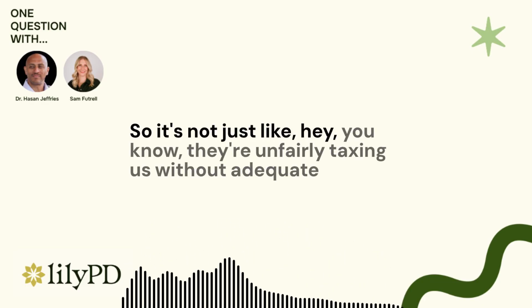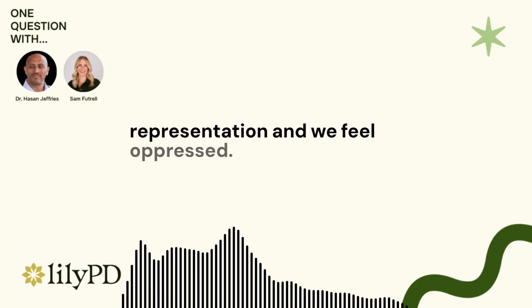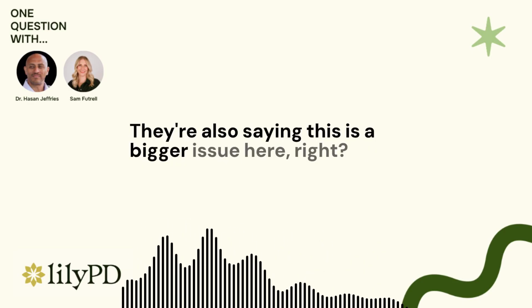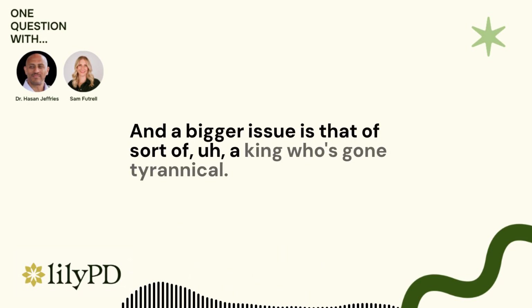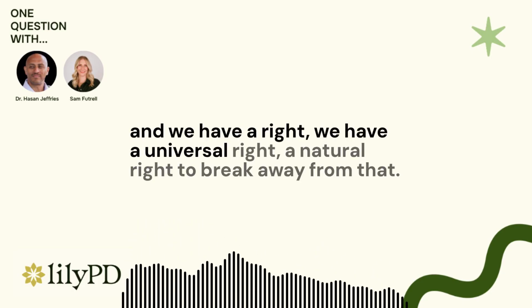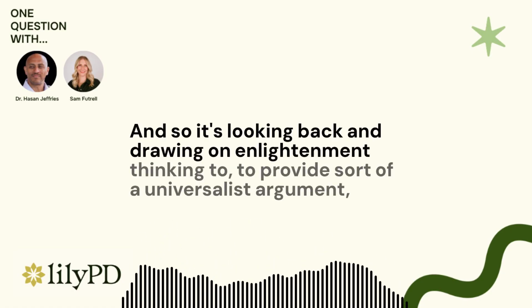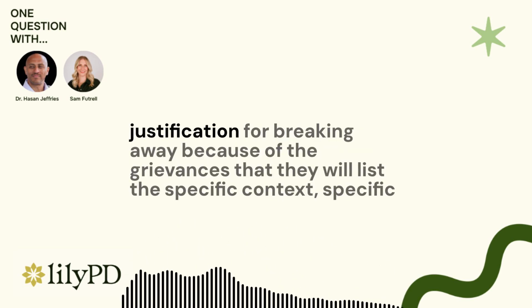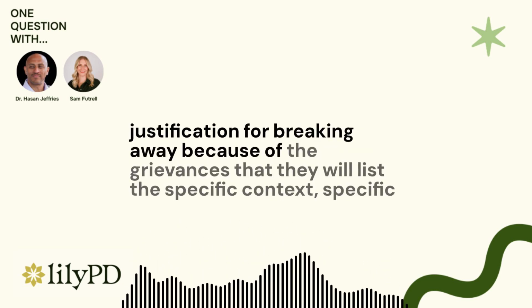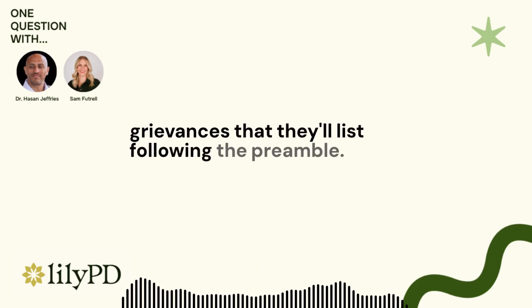So it's not just like, hey, they're unfairly taxing us without adequate representation and we feel oppressed. They're also saying this is a bigger issue here, right? And the bigger issue is that of a king who's gone tyrannical, and we have a universal right, a natural right to break away from that. And so it's looking back and drawing on Enlightenment thinking to provide a universalist argument, a justification for breaking away because of the specific grievances that they will list following the preamble.